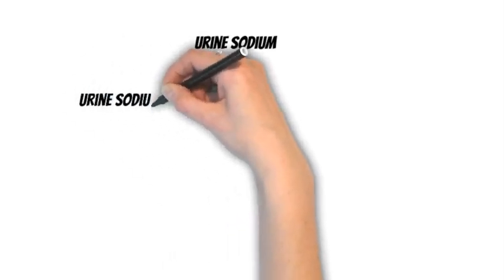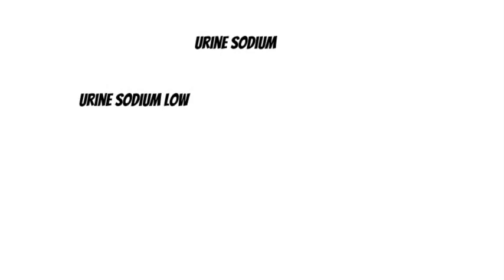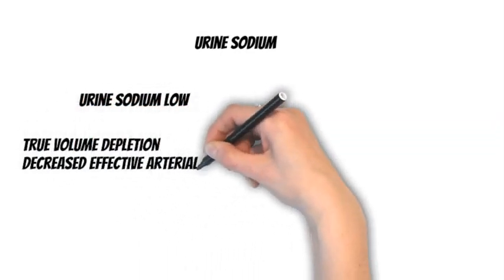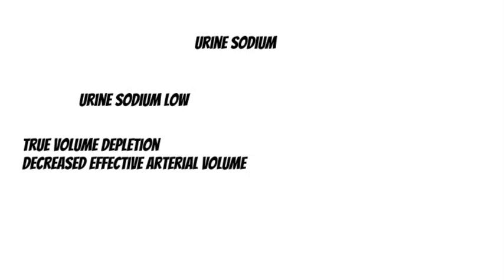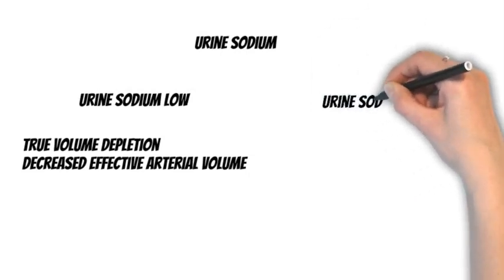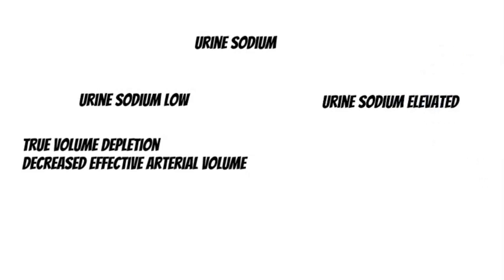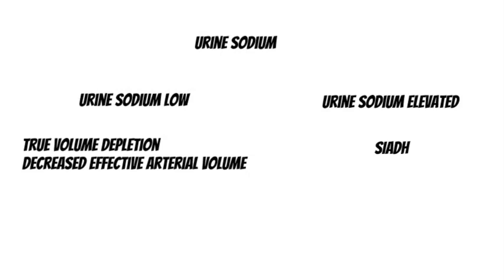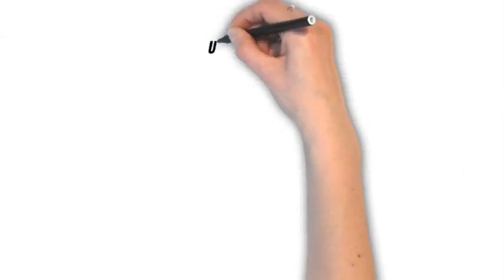This is why we look at the urine sodium. The body is in a state where it needs to preserve water. For hemodynamic reasons, it's also preserving sodium. So if the urine sodium is low, you're thinking about true volume depletion or decreased effective arterial volume in states like heart failure or cirrhosis. Now, if urine sodium is not suppressed, then there is not evidence of a hemodynamic reason. You're thinking SIADH.